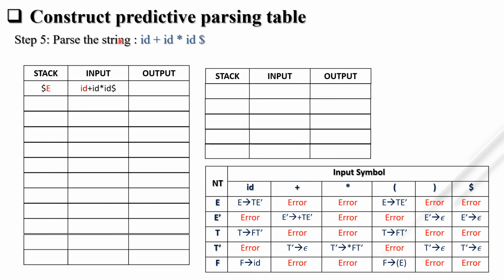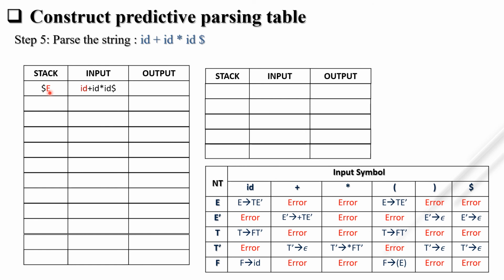So the initial configuration of your parsing is, there is one stack. You have to put dollar and the starting symbol of your grammar, and the input string, that is id plus id into id. This dollar is considered as an end marker, and this dollar is considered as a start marker. If in the stack at last only dollar remains, and in the input also only dollar remains, then we can say this input string is successfully accepted or parsed. Okay, let's see how we can parse this string with the help of this predictive parsing table.